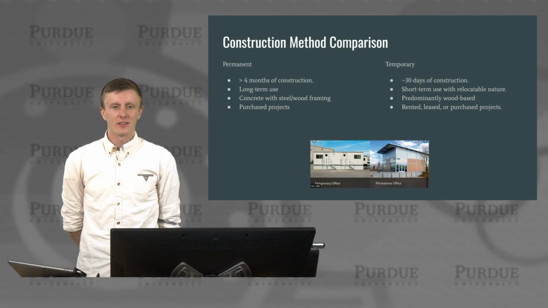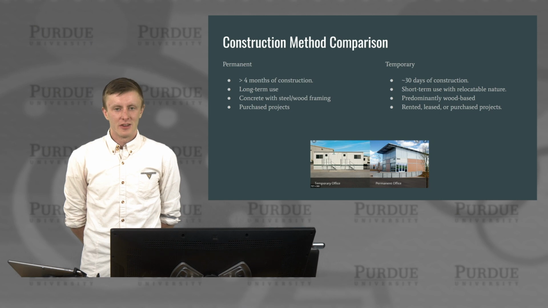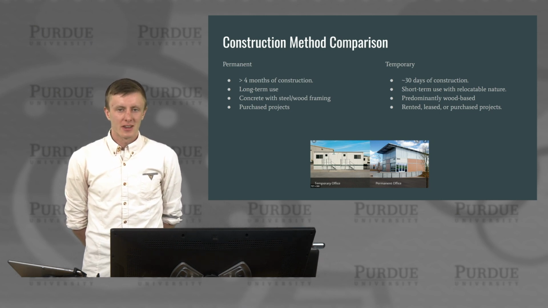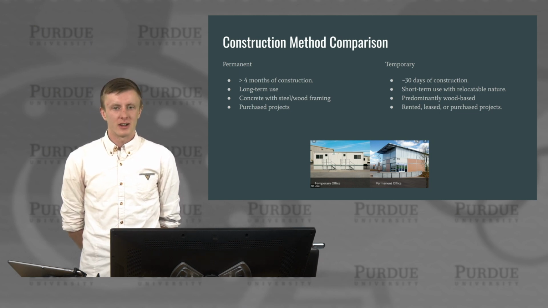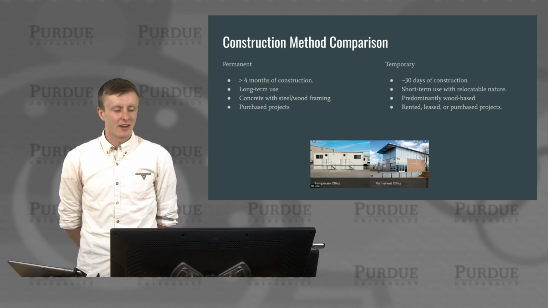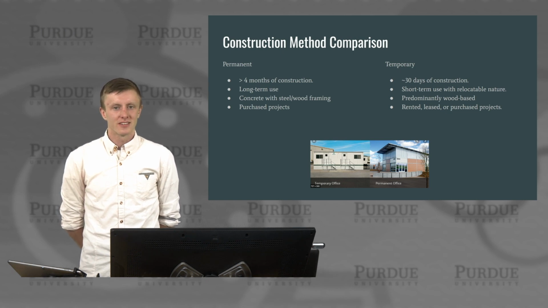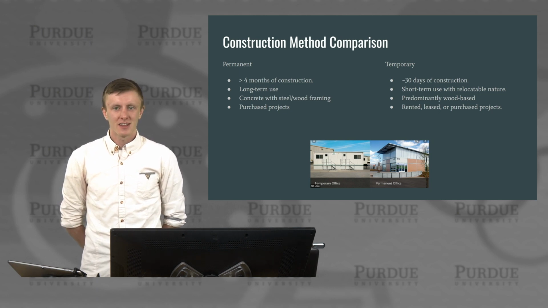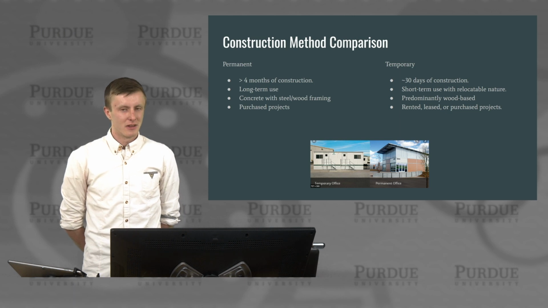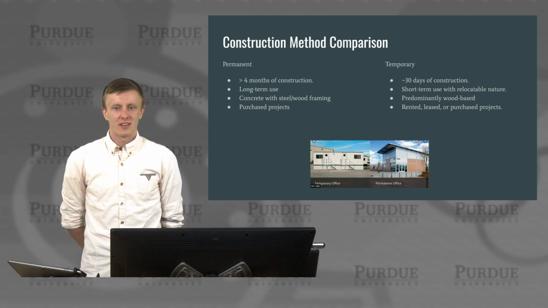As previously noted, there are two types of modular construction used when most necessary. First is permanent, which is used for long-term use projects, a lot of times purchase projects on the construction side. A lot of times they're constructed with concrete or steel framing. In addition, they're used for long-term use, and a lot of times you see construction for more than 4 months. On the other end, temporary is also used because of the relocatable nature. It can be used for short-term use for companies, and a lot of times rented, leased, or purchased by companies. In addition, they're predominantly wood-based, and a lot of times can be built in less than a month.